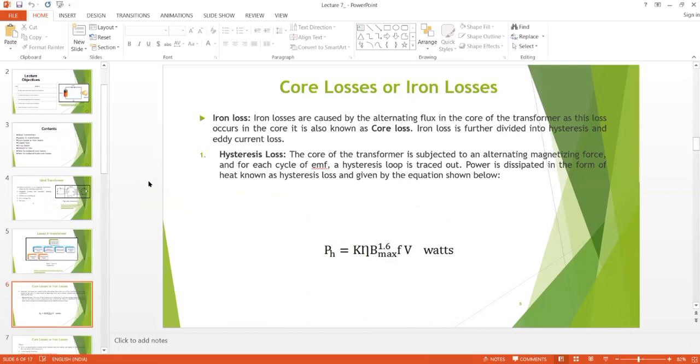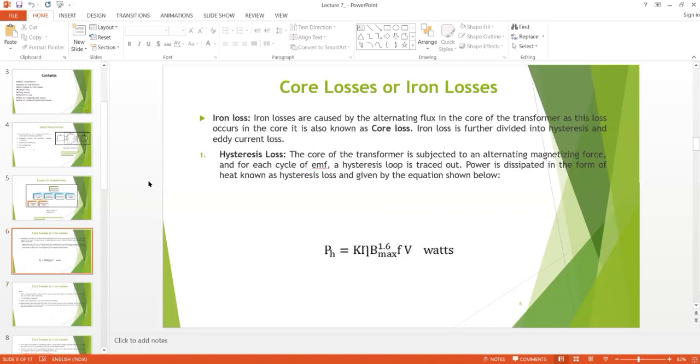Hysteresis loss is basically related to the magnetizing force, and we have to draw the hysteresis loop. So what core losses are all about: this is the core of the transformer and the losses occur in the core. That's why this is known as core losses. Hysteresis losses depend on a formula, noted down here. It's very, very important. K is a coefficient, and B is the magnetic flux density raised to the power 1.6.